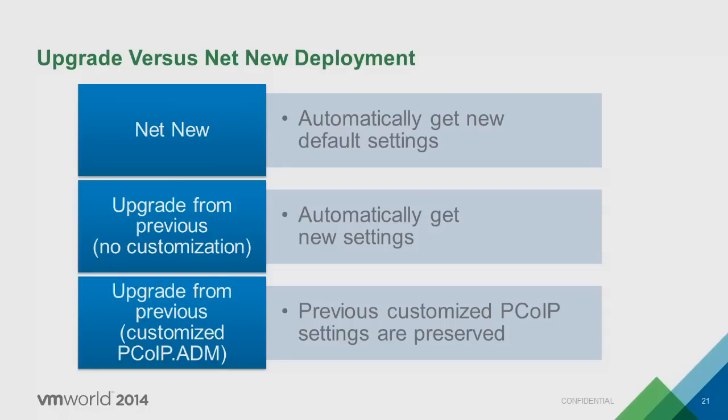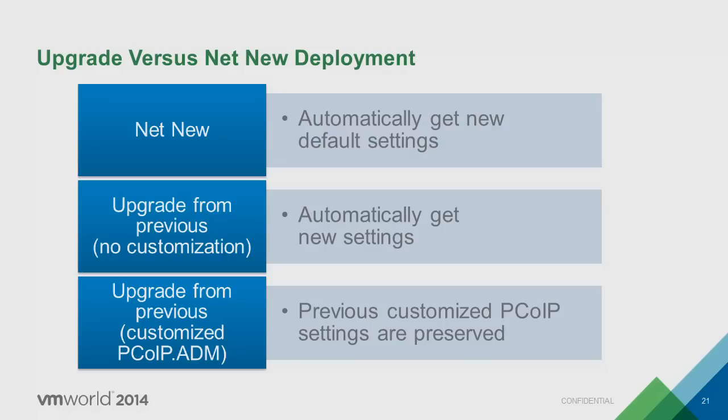So a key thing for your customers, or for those of you who have a current deployment that are thinking about upgrading: if it's a net new deployment, meaning you've never deployed Horizon before, and you're deploying it for the first time, you're going to automatically get these settings. If you have a previous install, View 5.3 or earlier, and then you upgrade to Horizon 6, but the catch is you never customized the PCoIP ADM template, meaning you use all the default values, you automatically get the new settings.